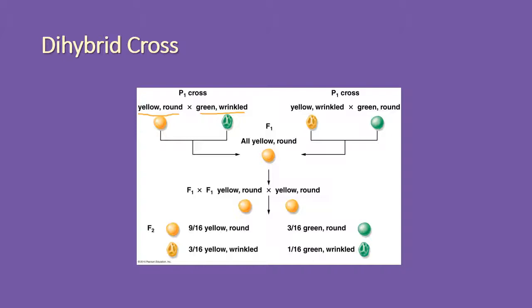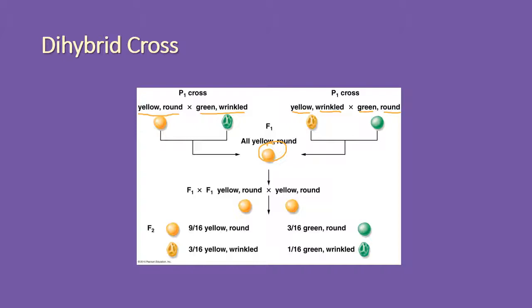But if you mix it up a little bit and you take a dominant color and the recessive shape in one parent, and the recessive color and the dominant shape in the other plant, you end up with the same results here. So it doesn't matter if the parent is dominant for both traits or not. You can mix it up and you end up with the same results. They're all yellow round. They're all showing those dominant traits for both characters.